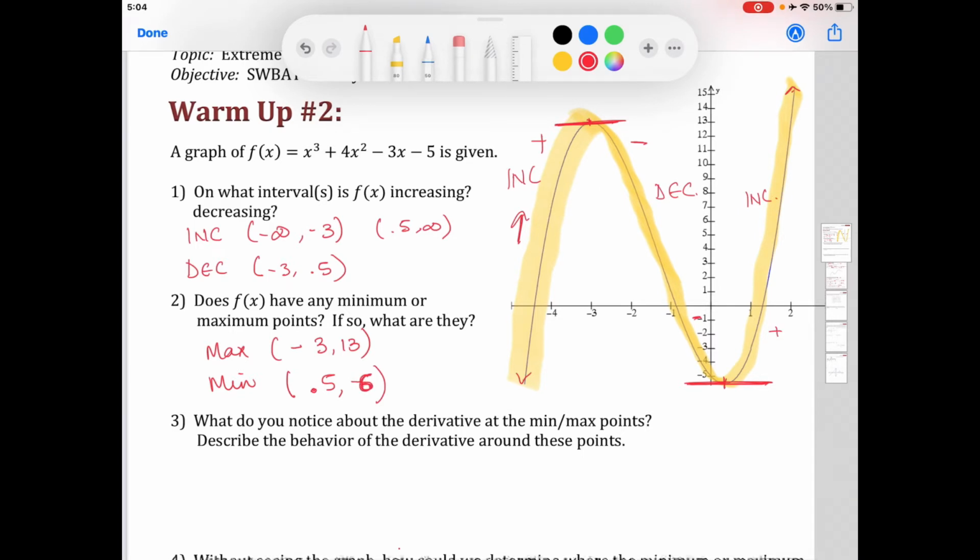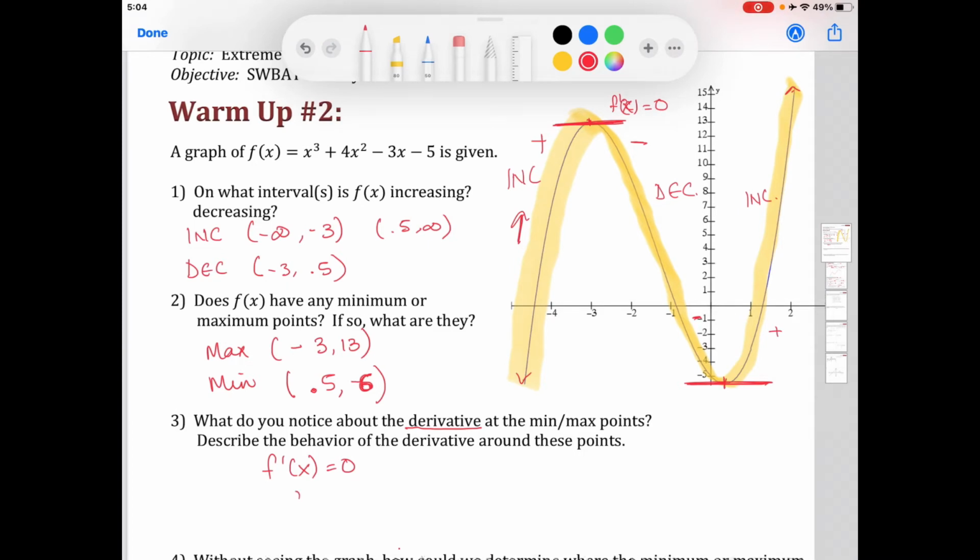Okay. So now what do you notice about the derivative at the min and max points? Describe the behavior of the derivative around these points. I kind of said a little about it. Derivative has to do with the slope of the tangent line, right? So if you look at it, the slope of these tangent lines is what? 0. Your first derivative is 0 here, and same thing here. So what can I say? My first derivative will always be 0 at your max and min.